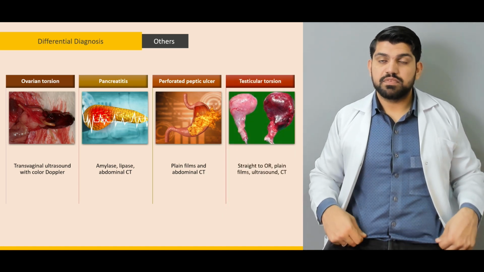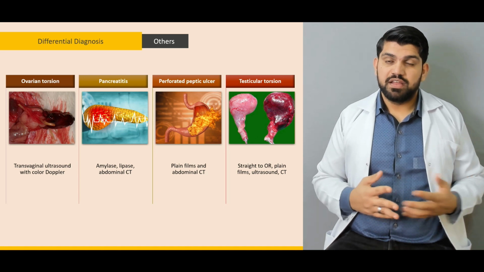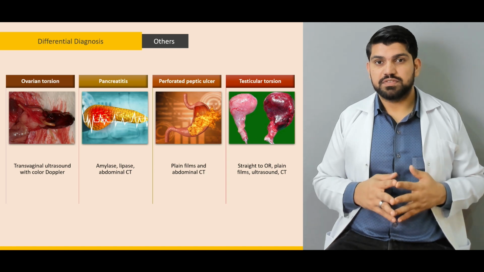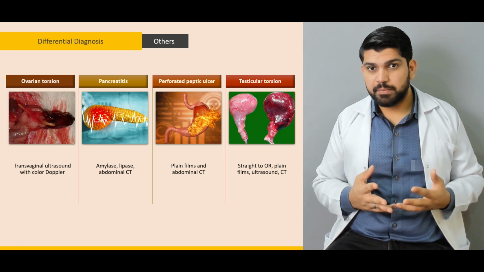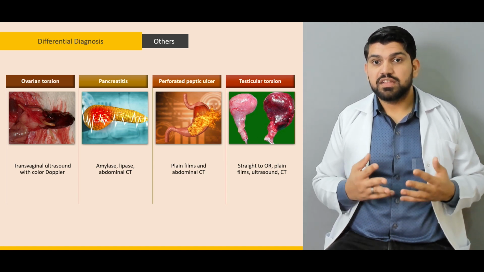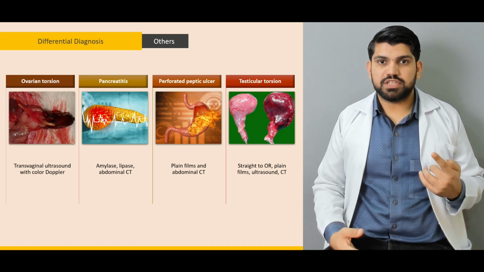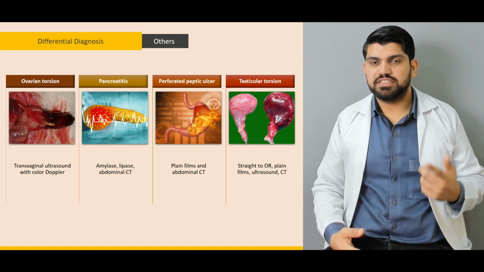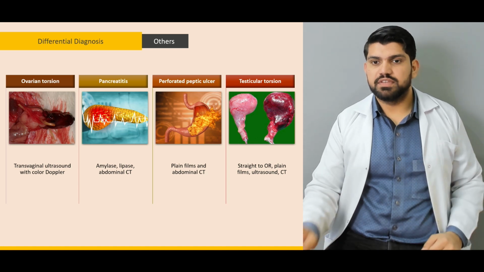Testicular torsion. Males present to you with sudden onset of testicular pain, constant in nature, not relieving with anything. And when you examine, you find coldness, think of testicular torsion. Make the diagnosis with ultrasound, straight go to OR. This patient needs surgery, emergency surgery, need to save the testes.